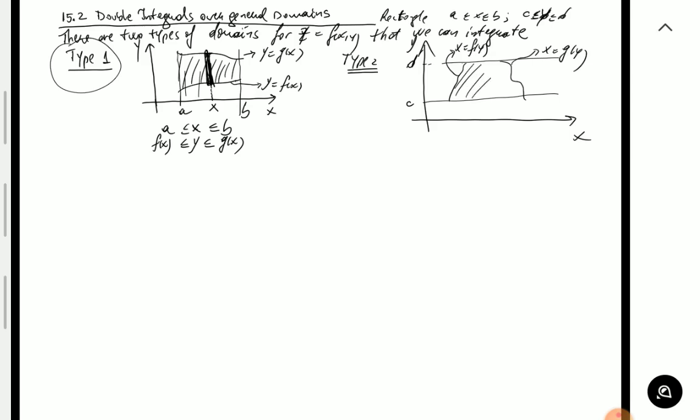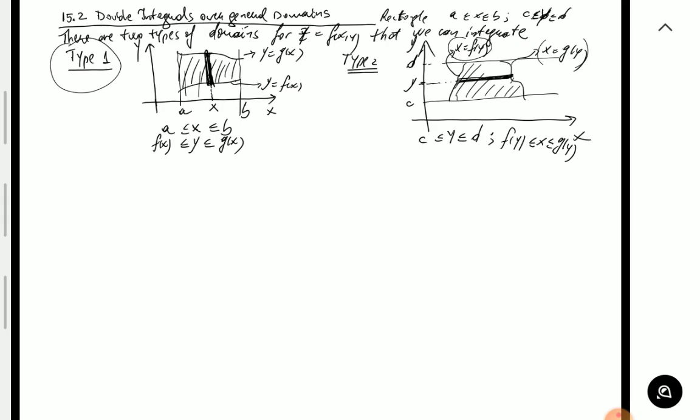So if this is the domain in question, again, you can basically describe the domain by slicing it horizontally, with each slice defined by a variable with constant bounds, y in this case, between c and d, and the bounds for the x coordinates given by the same functions, left and right. Okay, f of y less than x less than g of y.